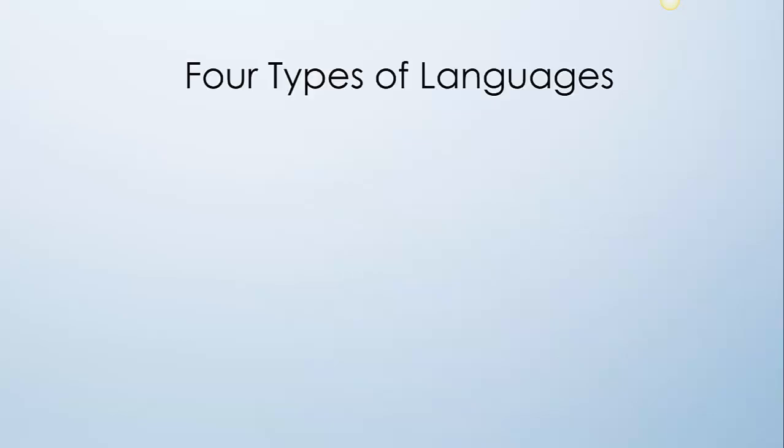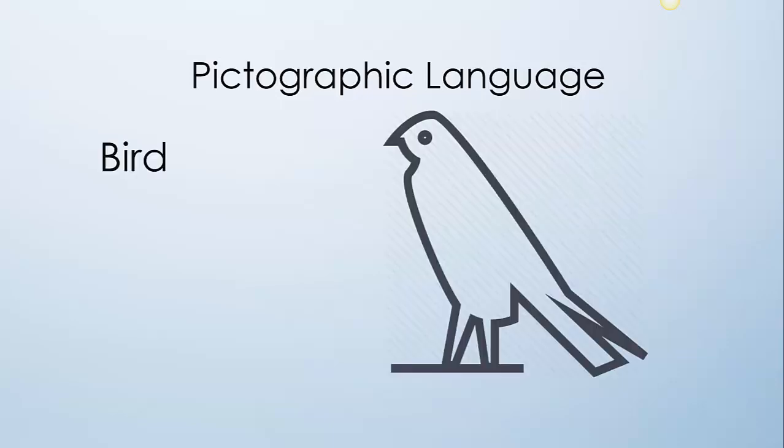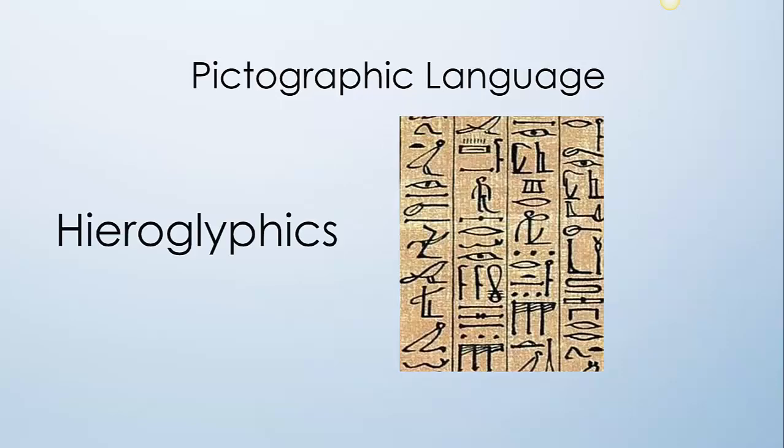Languages can be divided into four types. As we look at them, think about some examples and the advantages and disadvantages of each. In a pictographic language, the character representing a spoken word looks like a little picture of the object or action. The word for bird would look like a bird. Can you think of an example of a pictographic language? If you thought of ancient hieroglyphics, you would be correct.